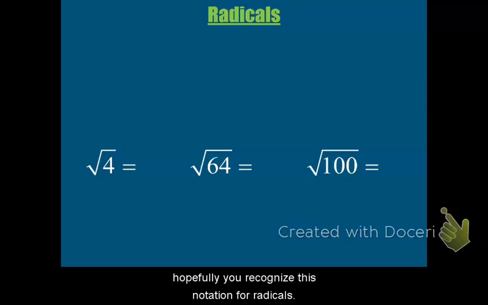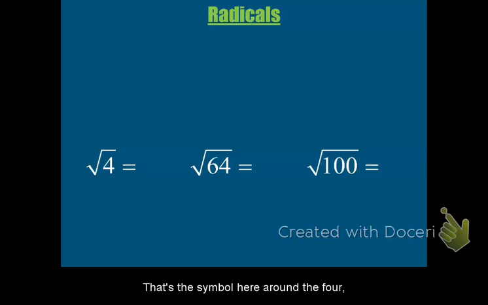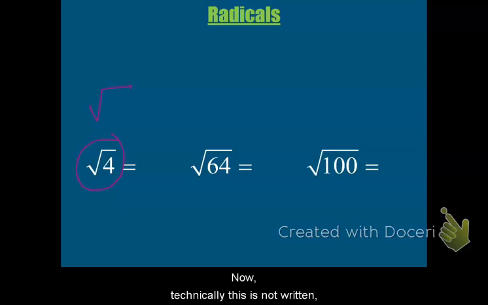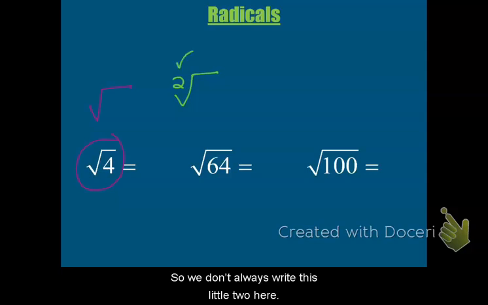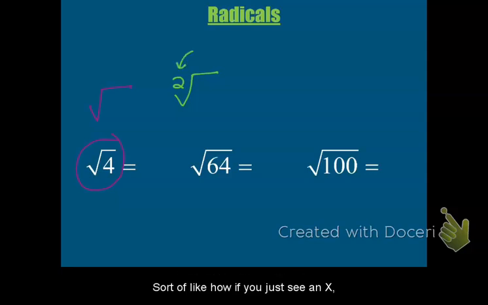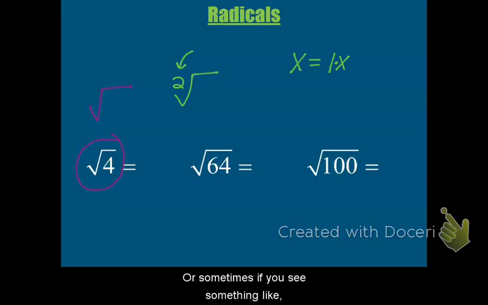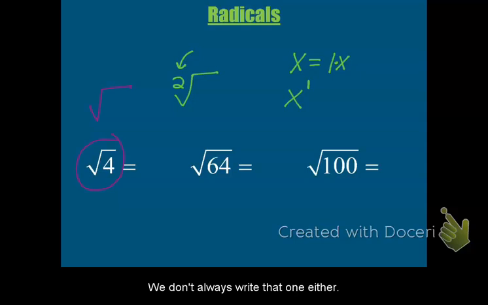Now moving on here, hopefully you recognize this notation for radicals. That's the symbol here around the 4, this radical symbol. Now technically this is not written, but this is a square root. So we don't always write this little 2 here. Sort of like how if you just see an x, that's the same thing as 1x, 1 times x. Or if you see this x, this is like an x to the 1st power. We don't always write that one either.